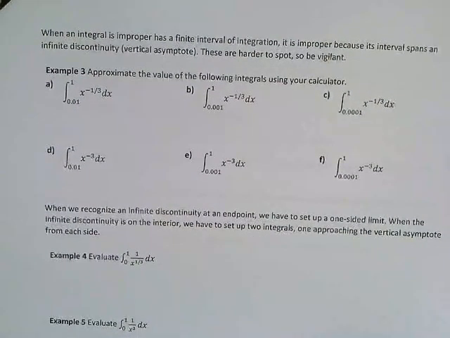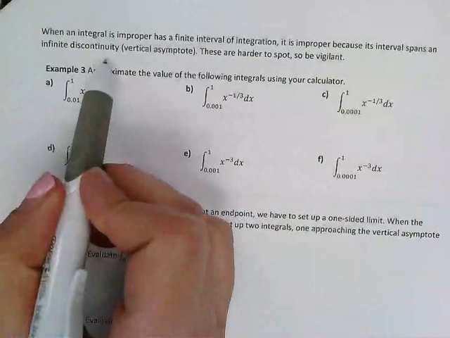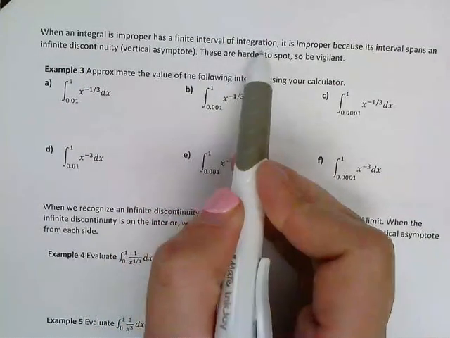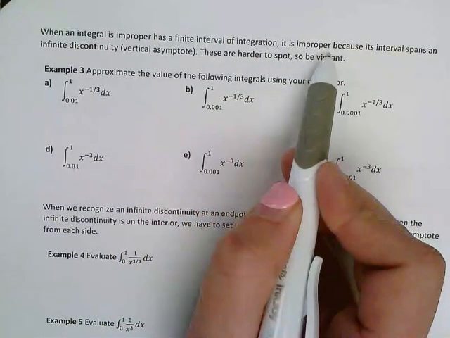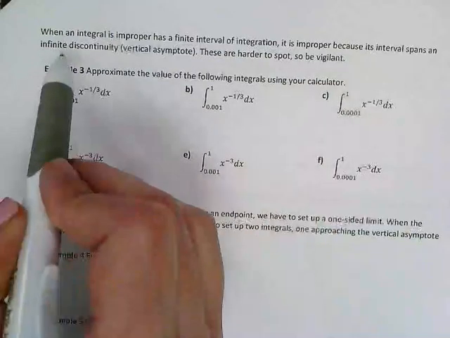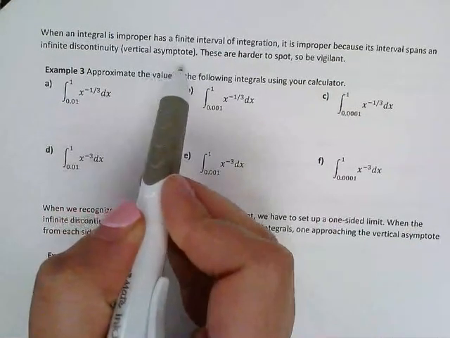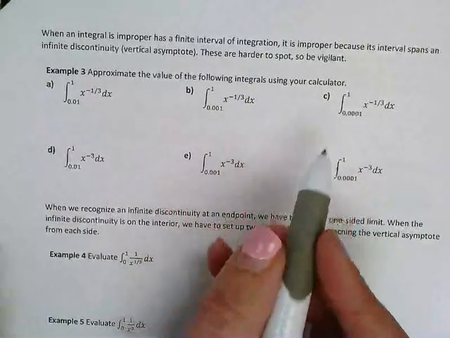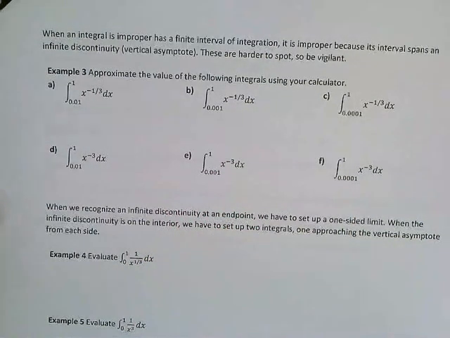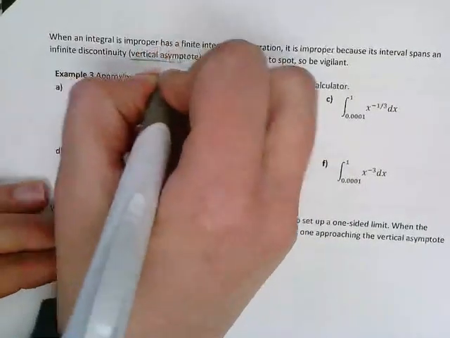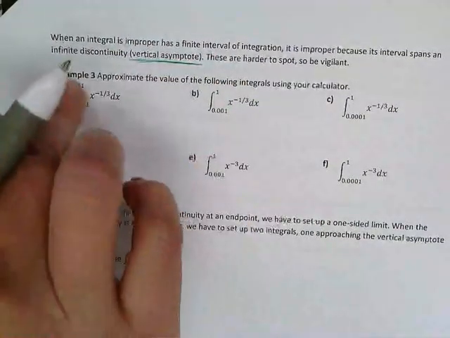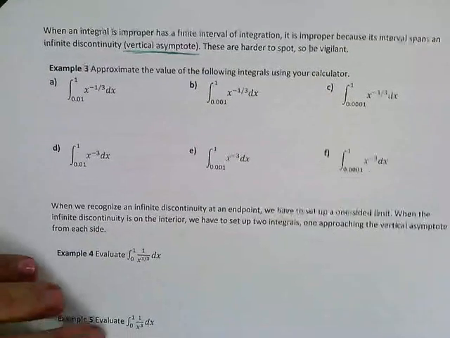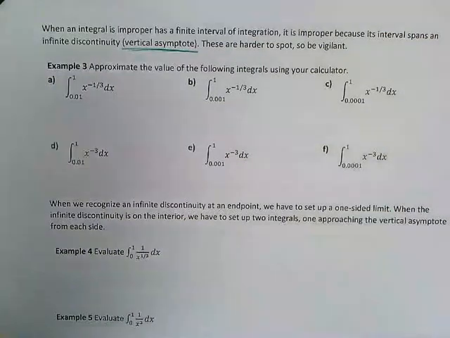All right, continuing on. We kind of already did this before, but I'm just putting it in here again. So when an integral is improper, it has a finite interval of integration. It is improper because its interval spans an infinite discontinuity or vertical asymptote. They're harder to spot, so you do have to be vigilant. Okay, so basically, looking at this problem, it actually looks like a proper integral. It doesn't really fit the idea of improper that we've been talking about.